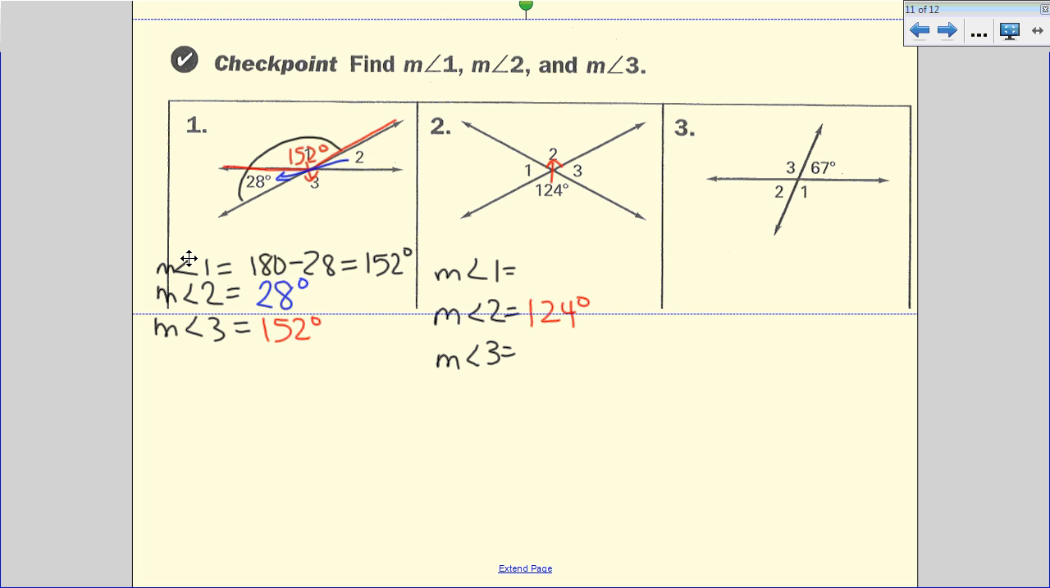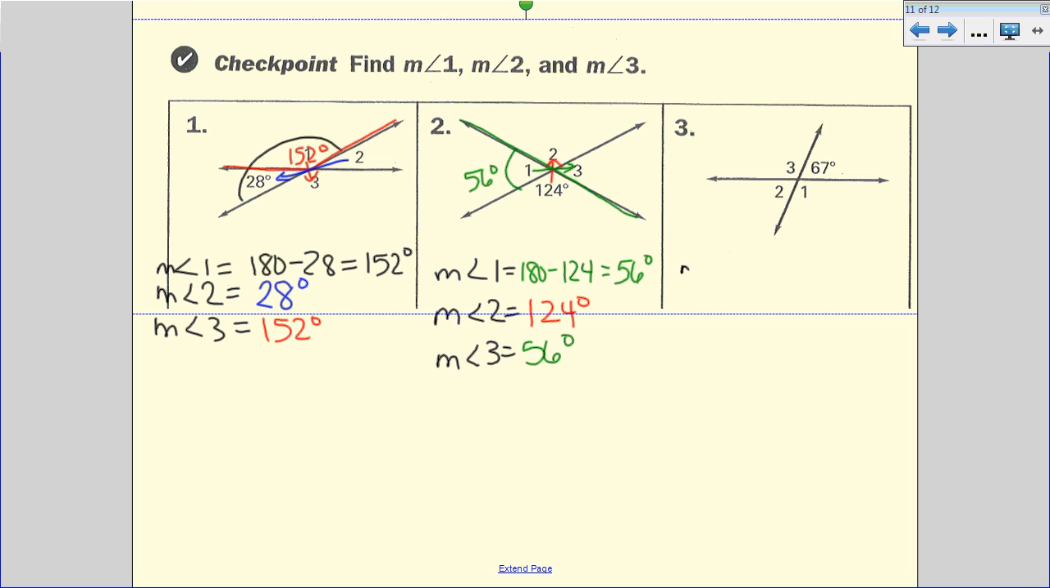In the next one, 124 is a vertical angle with angle 2, so I know angle 2 is 124 degrees. And I know that now 124 makes a linear pair with angle 1. So I need to take 180 minus 124, and that's going to give me 56 degrees for that. So angle 1 is 56, and then my vertical angle there is angle 3. So the measure of angle 3 is 56 degrees.